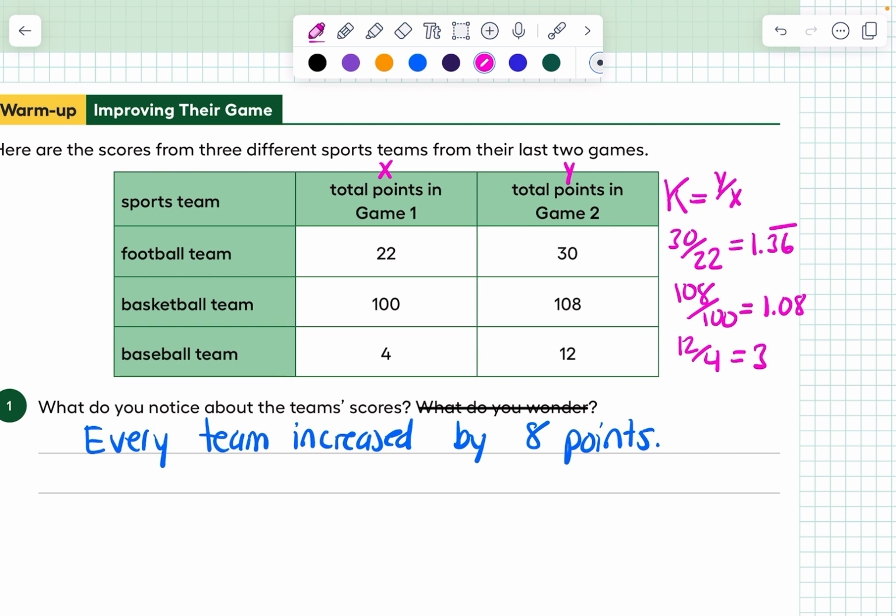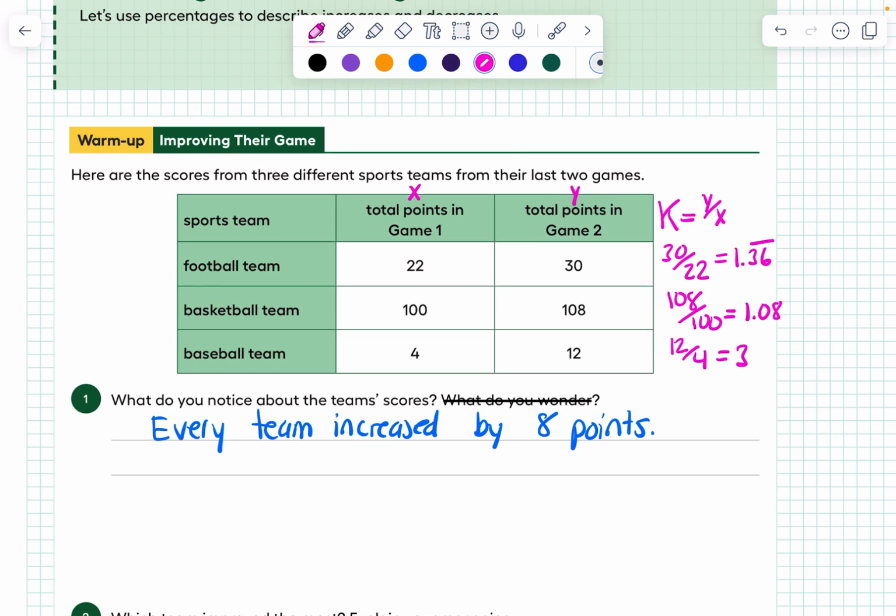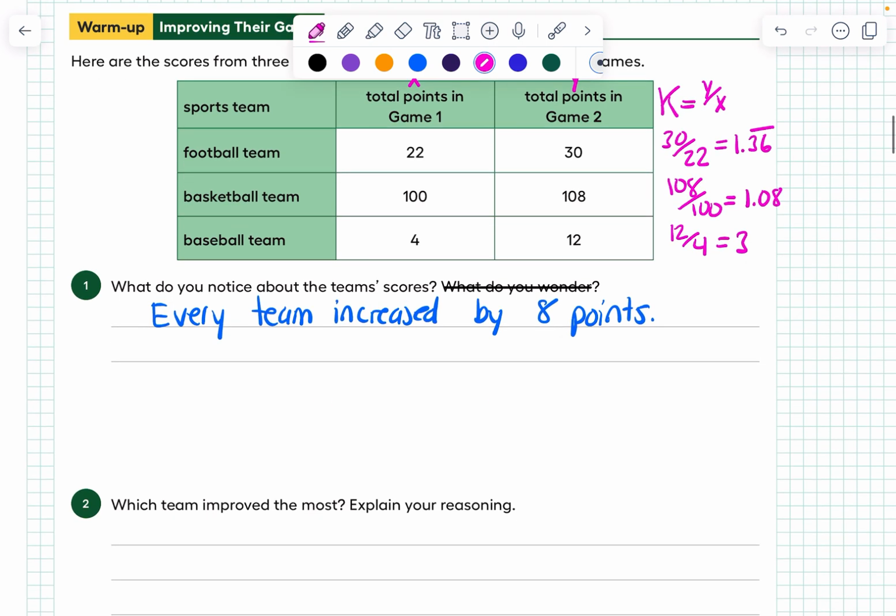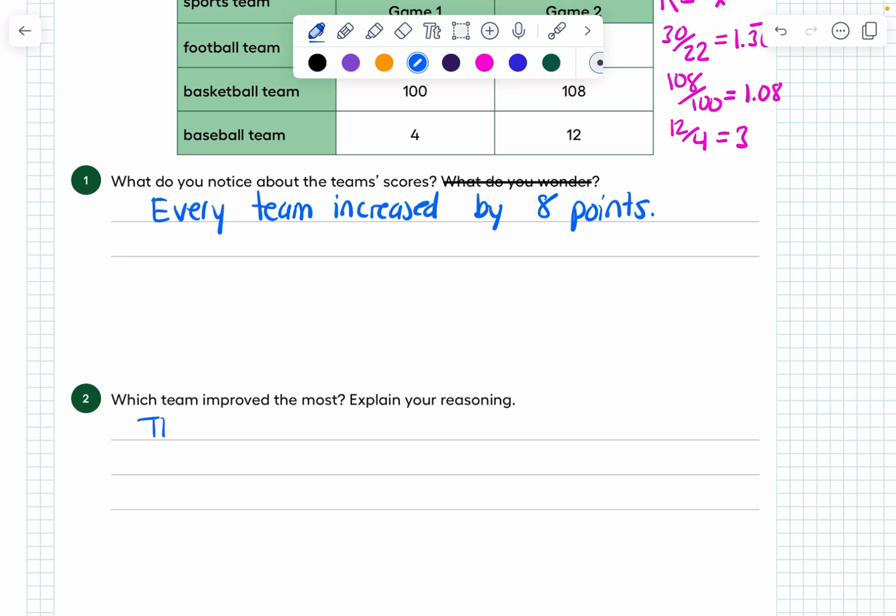So the team that improved really the most was the baseball team, because that is a 300% increase. The other ones were 1.08 and 1.36 approximately. So the baseball team improved the most, because they tripled their score.